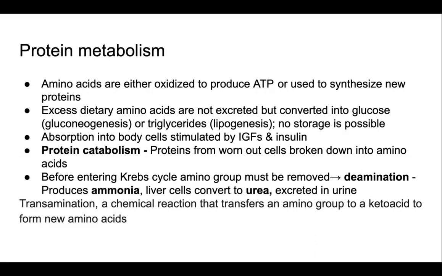With protein catabolism, you're going to have protein from worn out cells that will be broken down into their amino acids. So in addition to the protein that you eat, you also get some that's going to be recycled from your worn out cells. So before entering into the Krebs cycle, the amino group must be removed. So we call this deamination. When we do, it produces ammonia, and then the liver cells will convert it to urea, and that gets excreted in the urine.